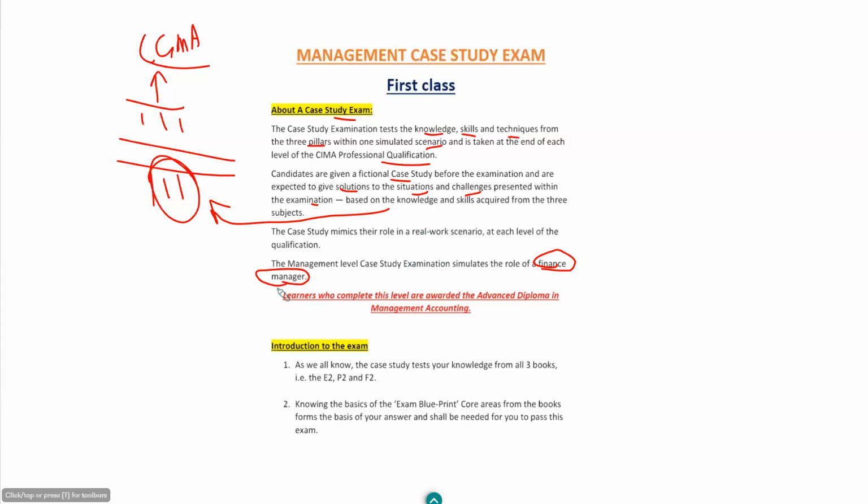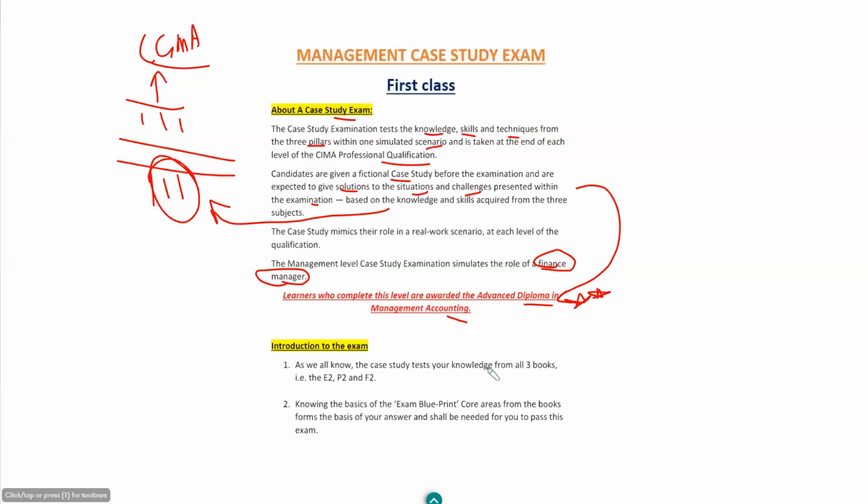Learners who complete this level are awarded the Advanced Diploma in Management Accounting, and this is what you need to be committed to achieving. This is what your hard work will give you. The exam is definitely doable if a set structure, a fixed pattern and regular studying are followed.